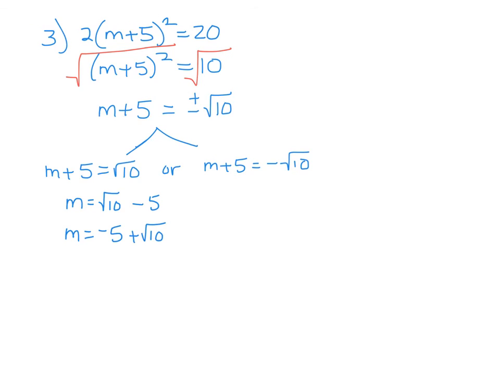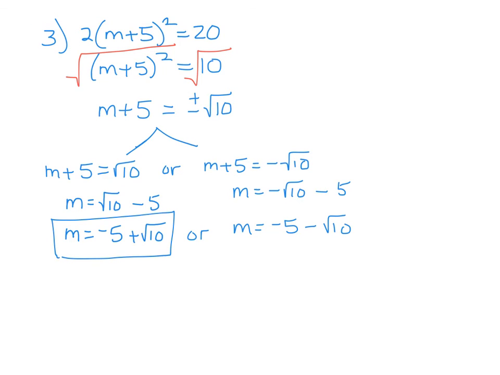Or, if we go over here, we subtract 5 from both sides. Negative square root of 10 minus 5. But let's write that a little neater. Negative 5 minus the square root of 10. So those are your two roots. This is one of your solutions, and this is another one. So it does cross the x-axis at two spots. All right, we'll do one more example.